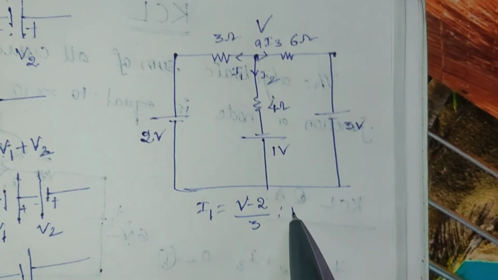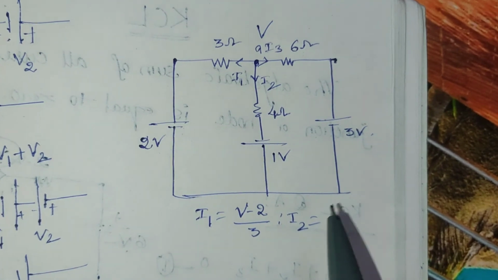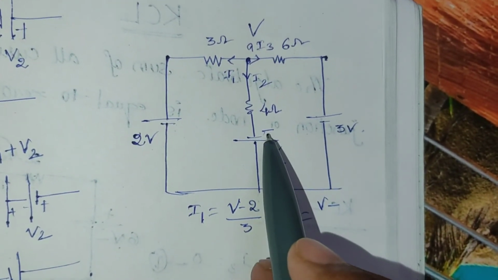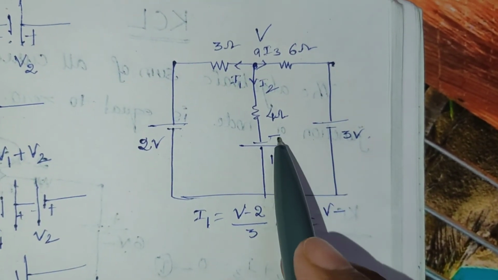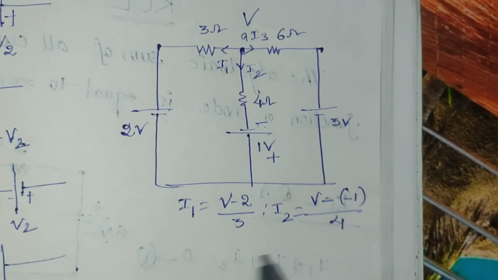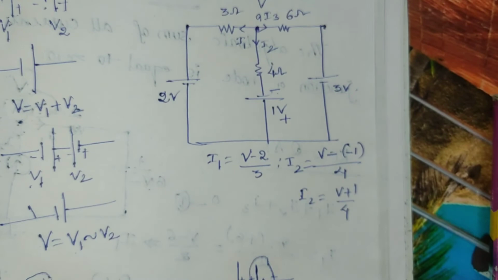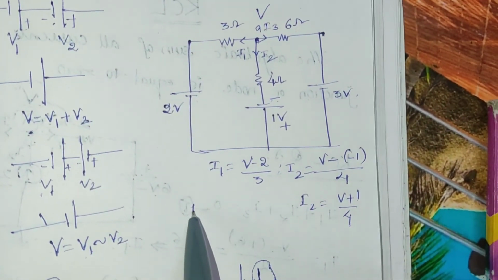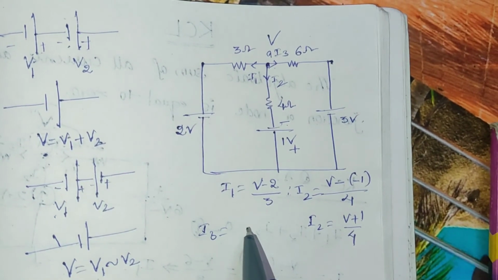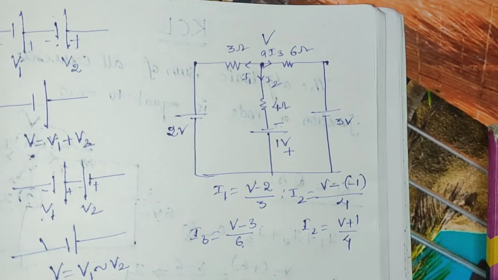Similarly, I2 can be written as, I2 is leaving from node A and going towards 1 volt. That will be V minus, here you can see the terminal is minus and plus, so we are getting minus first, that will be V minus the terminal, that is minus 1 volt, by 4 ohms. That will be I2, that is I2 equal to V plus 1 by 4. Similarly I3 is leaving from node A and going towards the positive 3 volt supply, so that will be V minus 3 by 6. So this is I1, I2, I3.